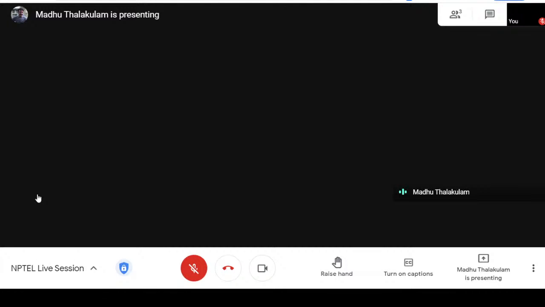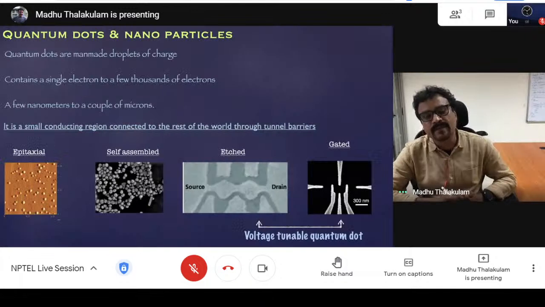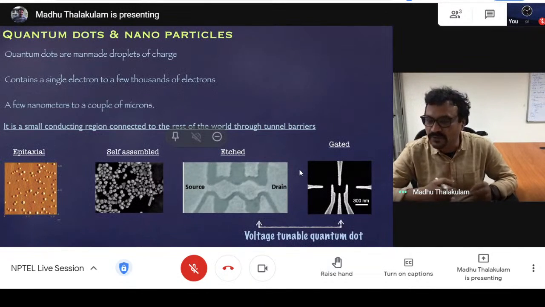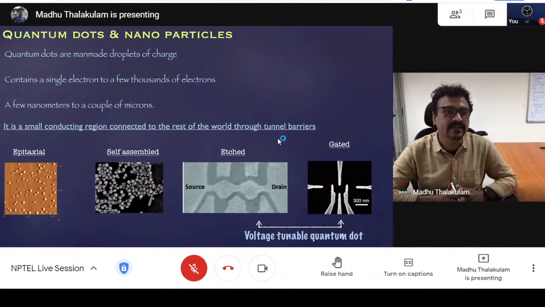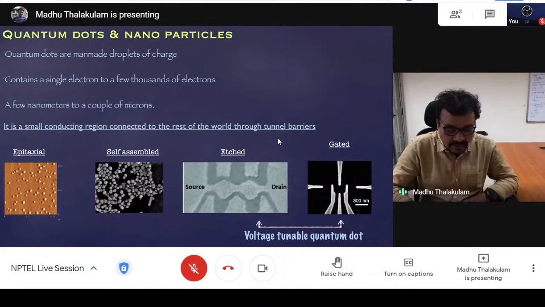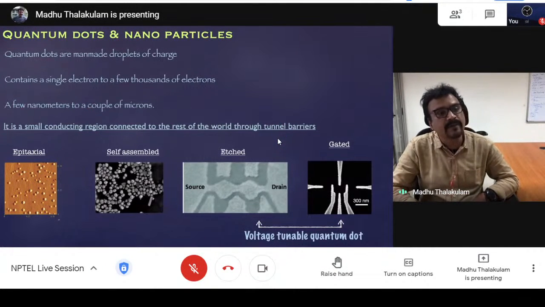When we say quantum dots, these are man-made droplets of charges. Those are small conducting regions containing a few to a few thousand electrons. They are connected to the rest of the world through weak links. We can think they are connected through some kind of tunnel barrier. The size of these quantum dots could be anywhere from a few nanometers to a couple of micrometers.